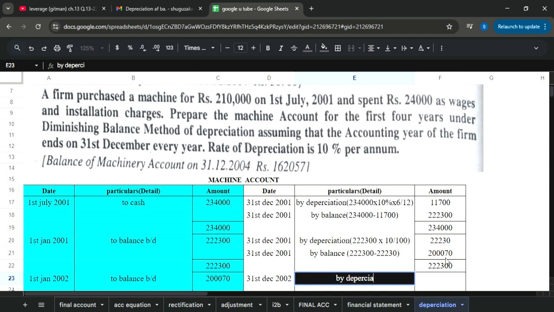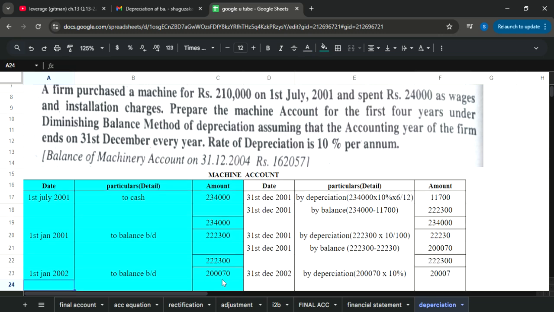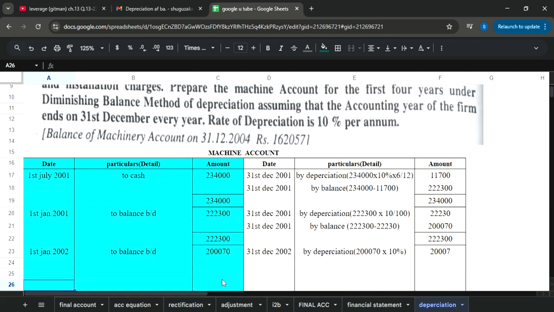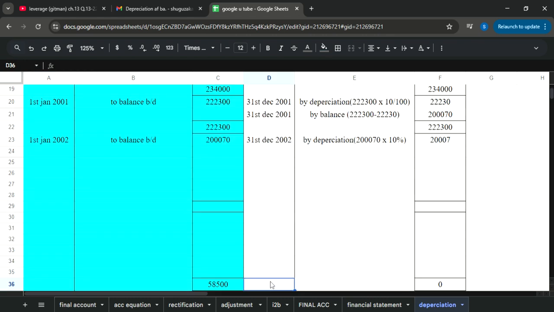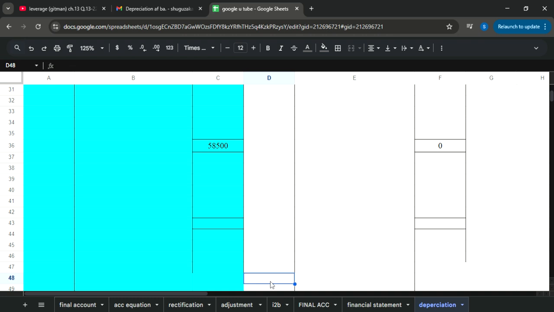And how will you calculate depreciation? We are following the diminishing balance method where you will take the current balance, which is 2,000,070, and you will multiply it with 10%. Alright guys, once again, how will you calculate this? 2,000,070 multiplied by 10 divided by 100. So we have got our depreciation. Now it's time to calculate our balance. And how will you calculate your balance?